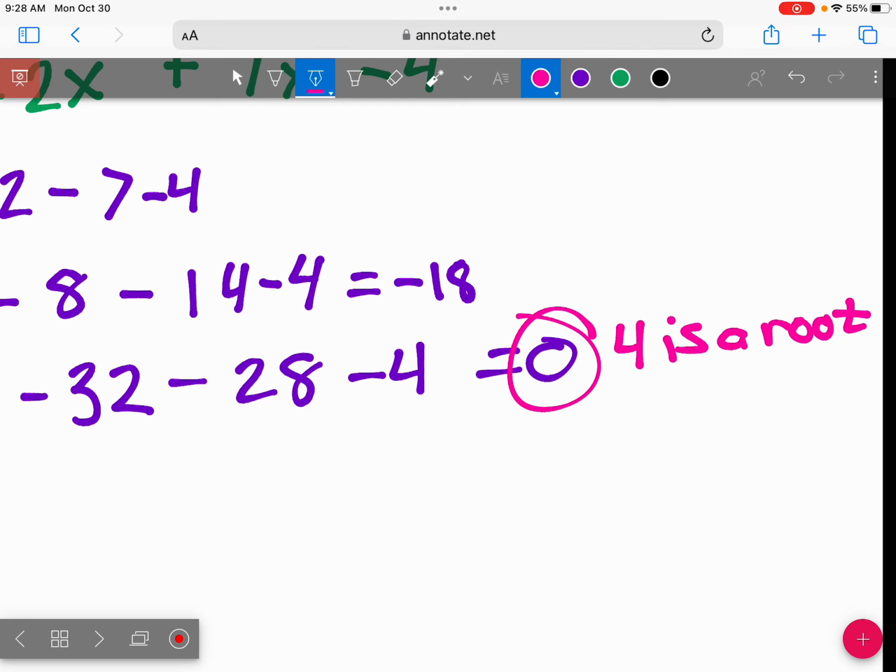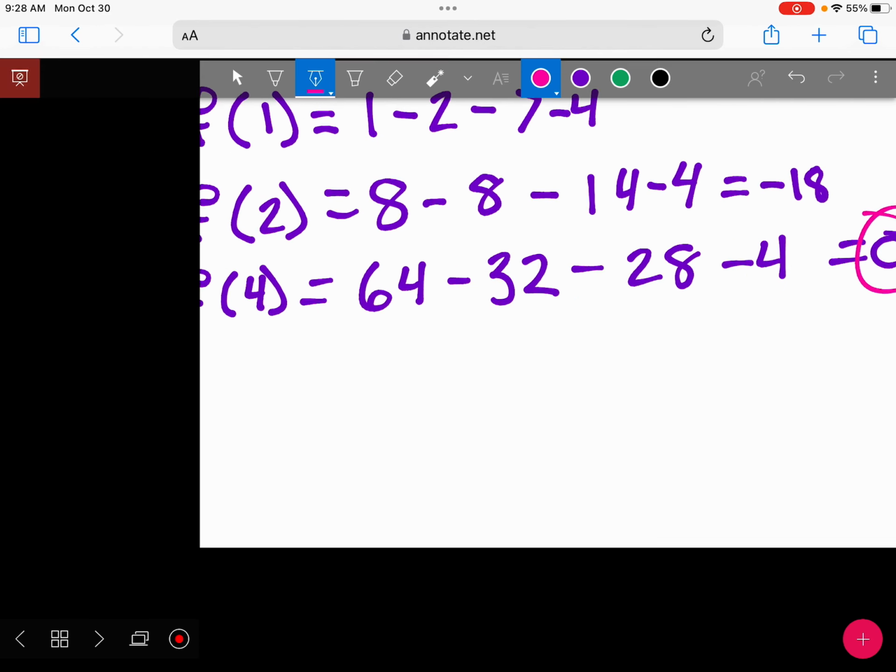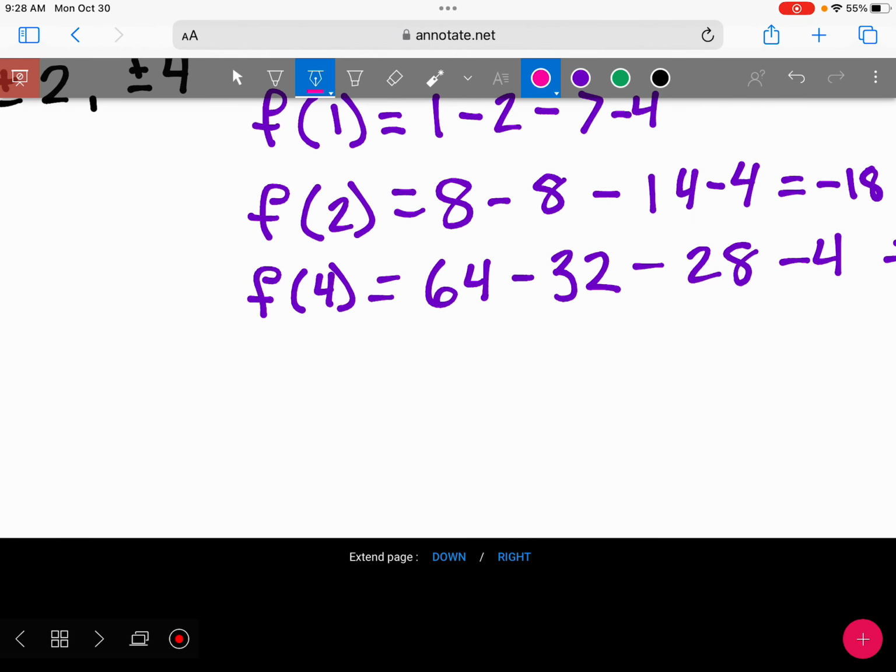Because now I know that that's a root, I can remove that root and see what's left over. Because we're not just finding a root, we're finding all roots. So I know that 4 is a root. I don't want to have to guess and check every possible answer forever and ever. So we're going to divide out 4. So I'm going to use my synthetic division.